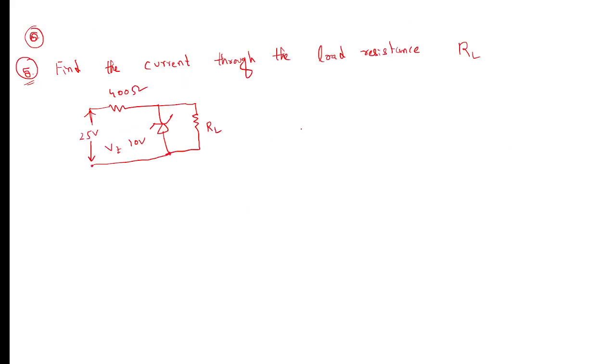We need to find the current through the load resistance RL. So for doing it, you should check whether this diode is in on state or off state first, which you can do. You will see that it's actually in on state. So the voltage across this resistance is 10 millivolt, sorry, 10 volt, and fine. So just apply this.